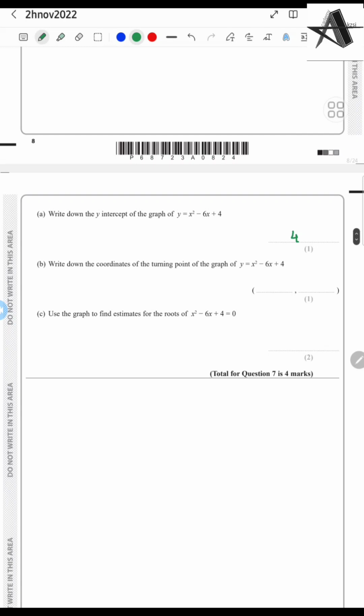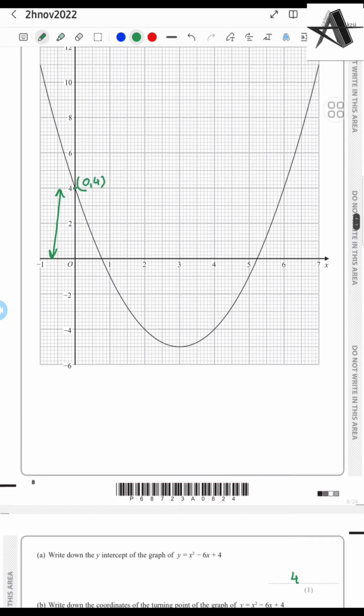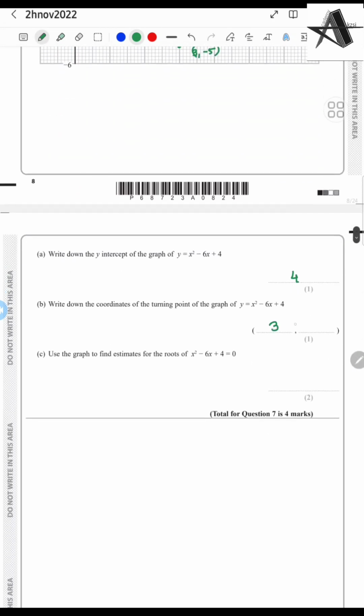Write down the coordinates of the turning point of the graph of y. Turning point means where the graph is taking a turn. This is the point where the graph is clearly taking a turn, and this point is (3, -5). So the coordinates are (3, -5).